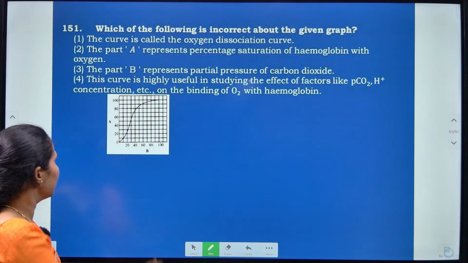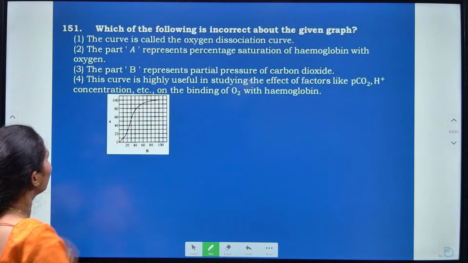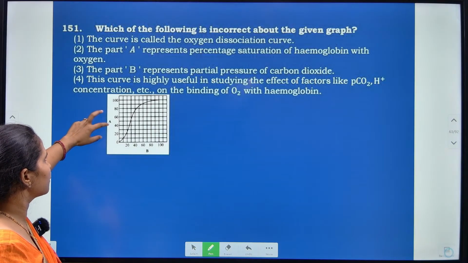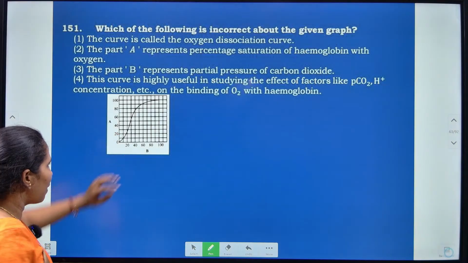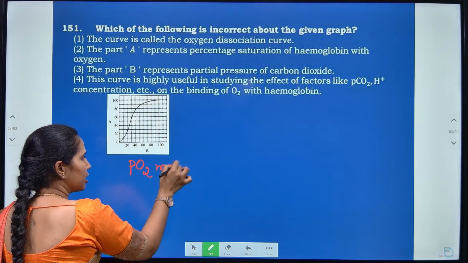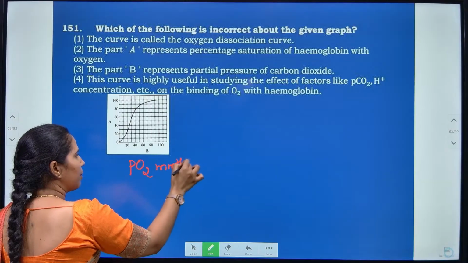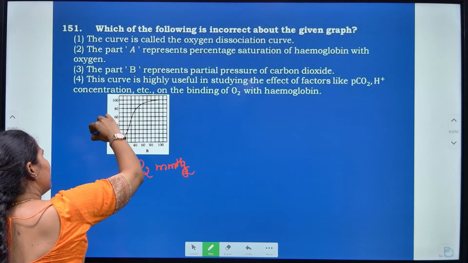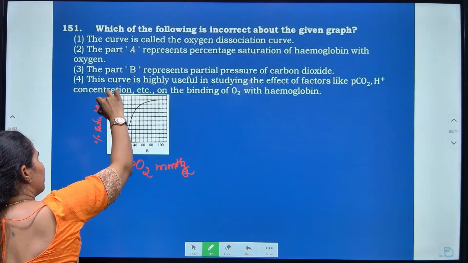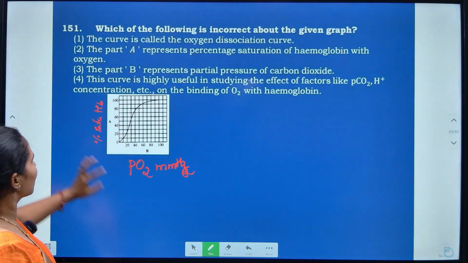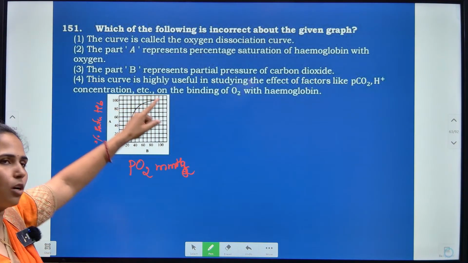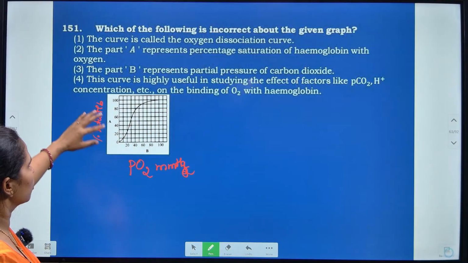So you have to find what is A and what is B here, part A and part B. Part A is nothing but percentage of saturation of hemoglobin, and part B is nothing but the partial pressure of oxygen that is present in mmHg, okay, mmHg, and here it is the percentage of saturation of hemoglobin. So I have already given you the graph here. Apart from this, we will see which will be the right answer.